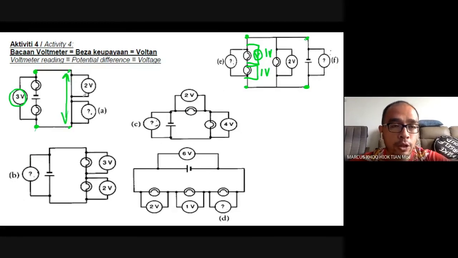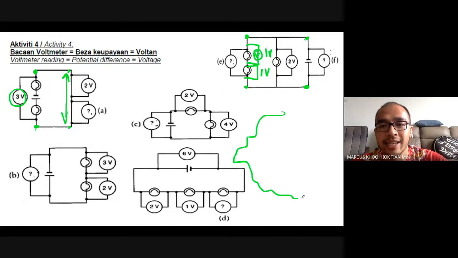That's why when we draw circuit, we always draw in square. We don't draw squiggly lines like this. It's very hard to see. We always draw in square, so that we know this point to this point, the voltage is the same as this point to this point.